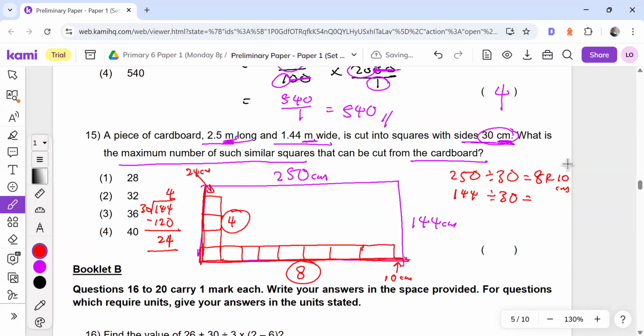And then, how many squares can you cut from this cardboard altogether? Let me just write down here, 4 remainder 24 cm. So how many squares can you cut from this cardboard?